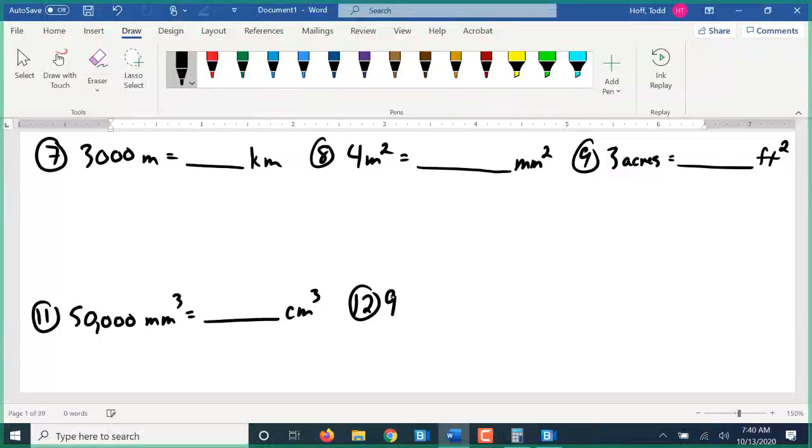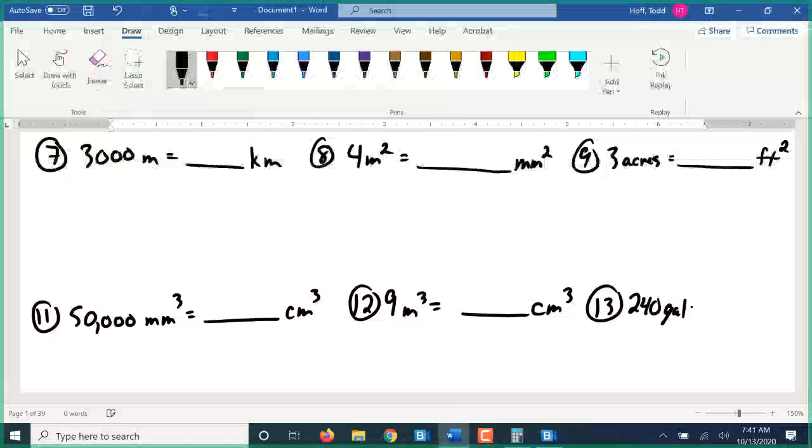Let's do 9 cubic meters into cubic centimeters. And we'll do 240 gallons in cubic feet. Do those. We'll come back to go over them in just a couple minutes.